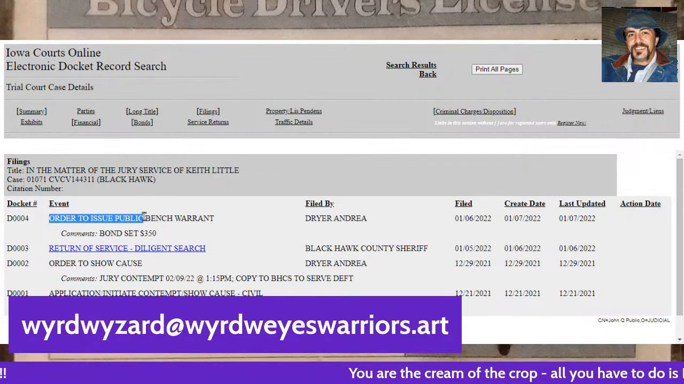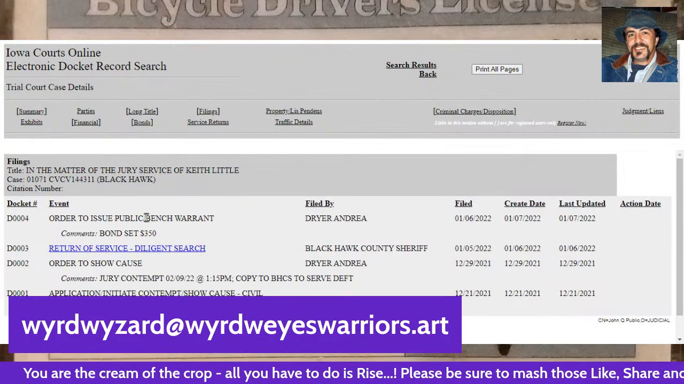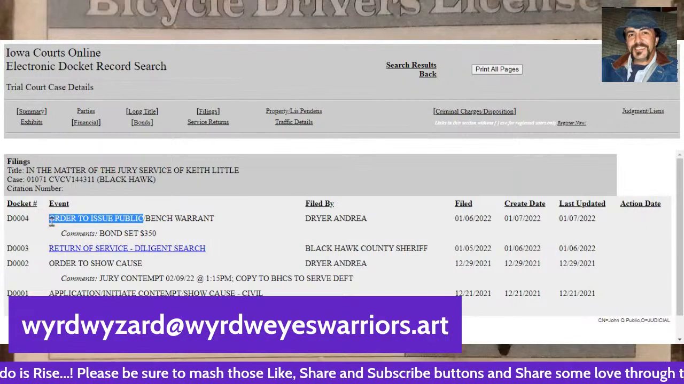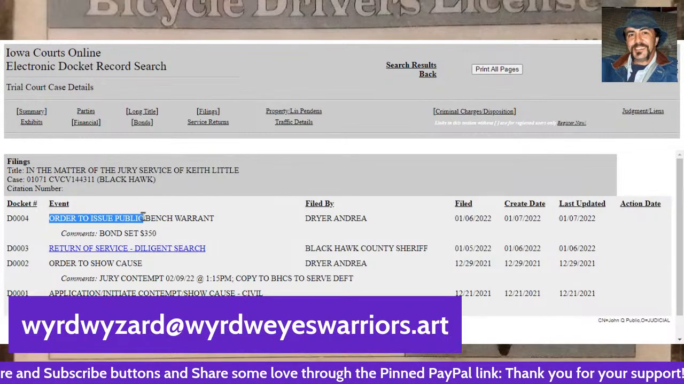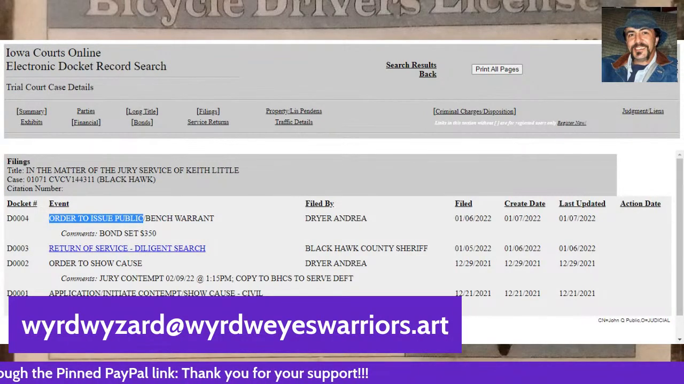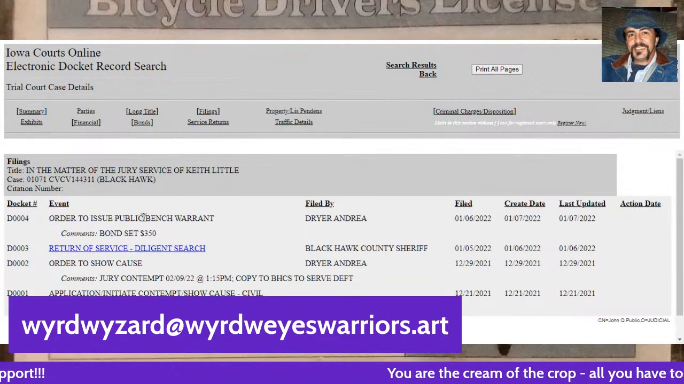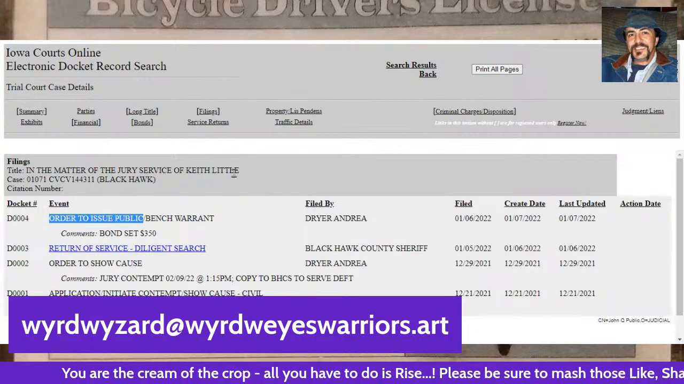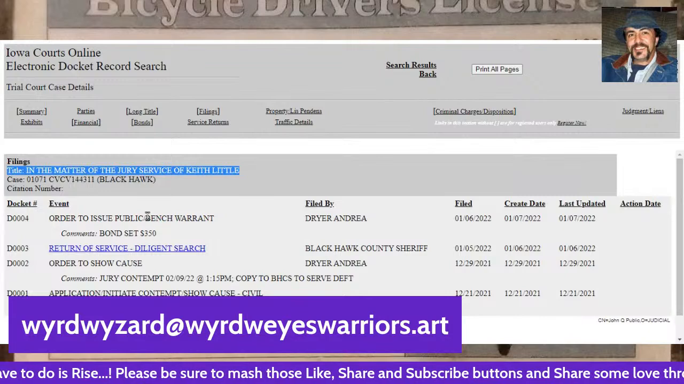Order to issue public bench warrant. So the judge ordered to issue a public note. Order to issue a public note. It's a note if it is a promise. It's a promise to pay if it's a note. It's an order if it's a draft. So he was drafting, just like the military, they're drafting Keith Little into service. Okay? Through a bench warrant.